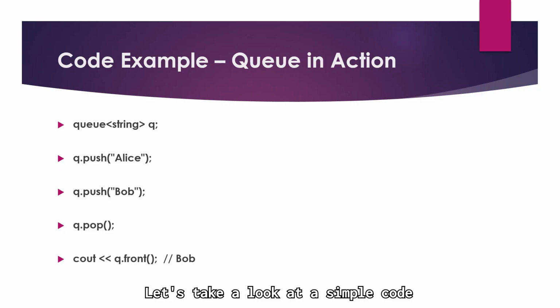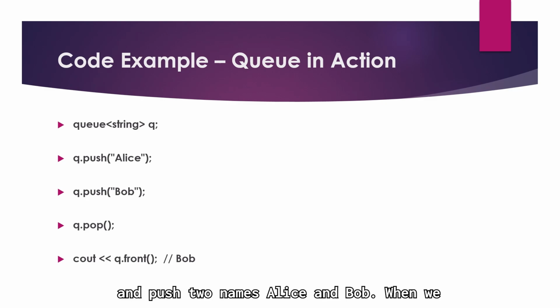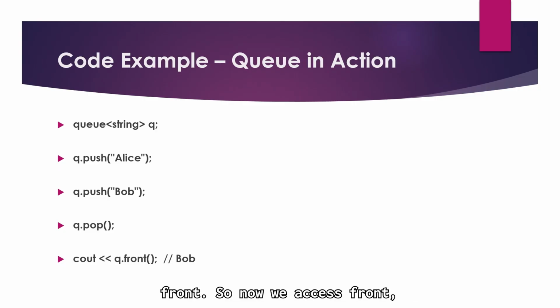Let's take a look at a simple code snippet to see how a queue works in practice. We declare a queue of strings and push two names, Alice and Bob. When we call pop, Alice is removed from the front, so now when we access front, we get Bob, who is next in line. This short example clearly demonstrates the FIFO behavior. The first person in is the first one served. Such usage is common in simulations, task dispatchers, and real-time systems.